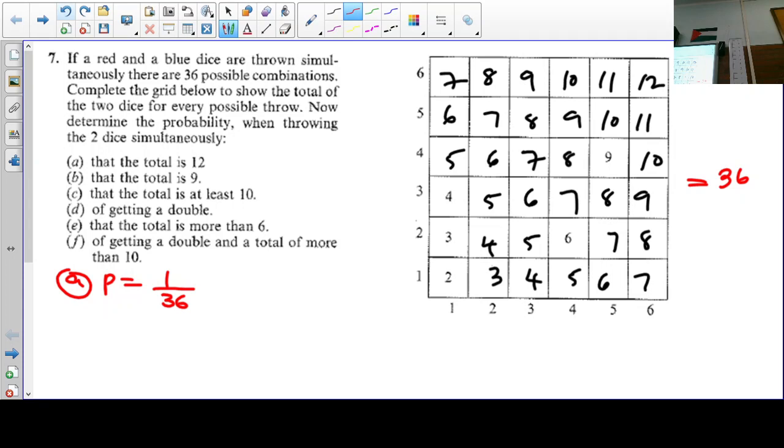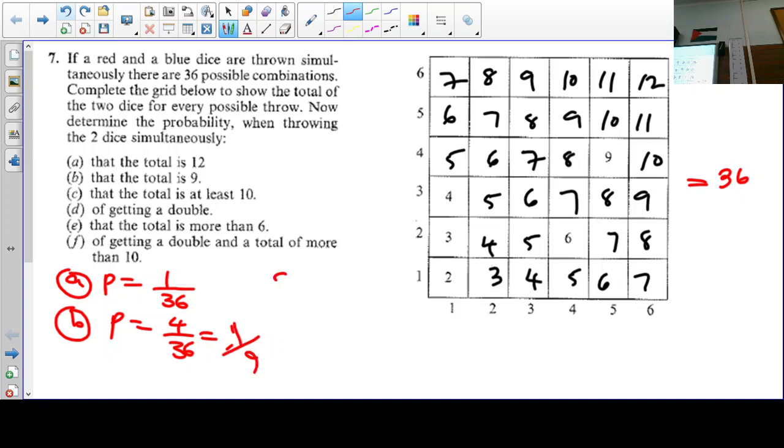Makes sense? So look at it again. The favorable outcome, they're looking for a 12, and there's only one 12 out of 36 options there. Let's look at B. The total is 9. So how many options do I have there? It's 1, 2, 3, 4. There are 4 9s there, which makes it 4 out of 36, which is 1 over 9.